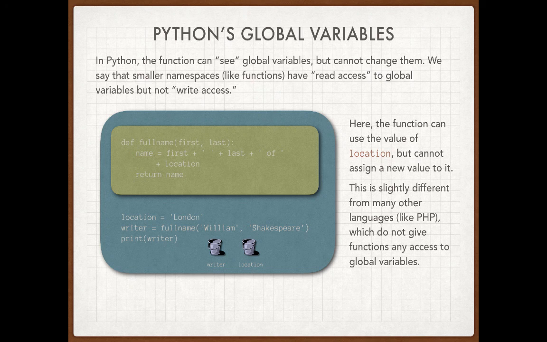So Python is a little bit different. Not all languages behave this way, but Python is maybe a little bit different than some other languages in that the smaller scope can look out and see things in the bigger scope, but not vice versa. And the little scope does not have authority to change the values of variables in the big scope.